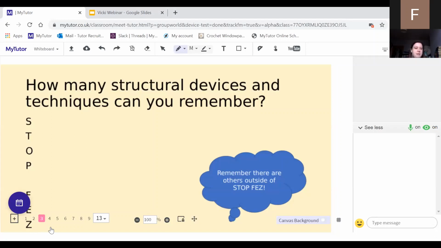So this is my little rubbish mnemonic, so stop fez, but there are more than just stop fez, so throw some ideas at me, please. I'll give you another couple of minutes for that.